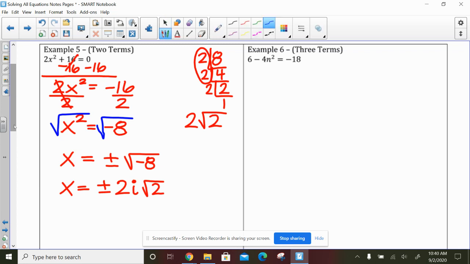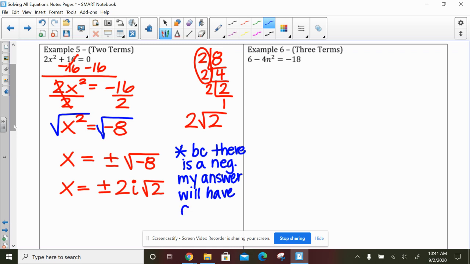So I'll make myself a note right here. Because there is a negative under the radical, my answer will have an i. So just don't forget about some of the rules we talked about in the first unit. All right, so let's look at the next one.